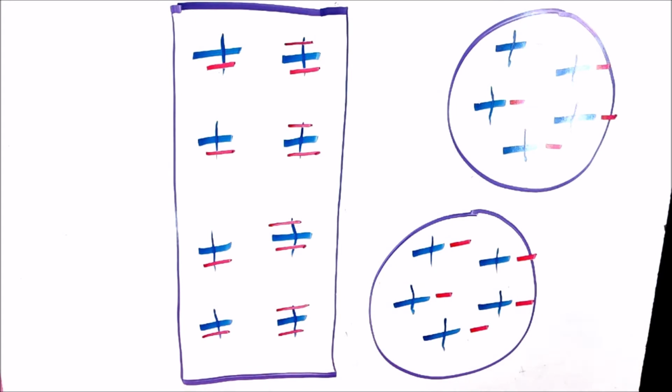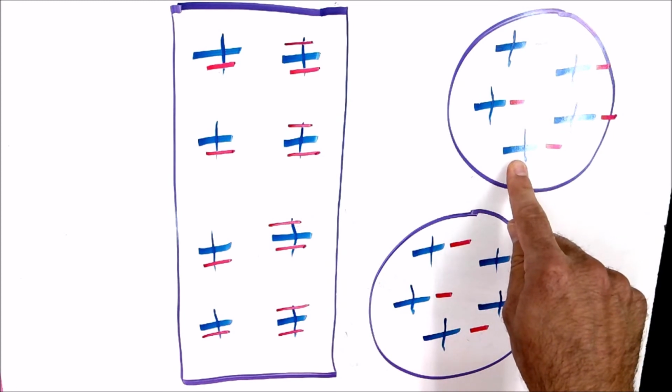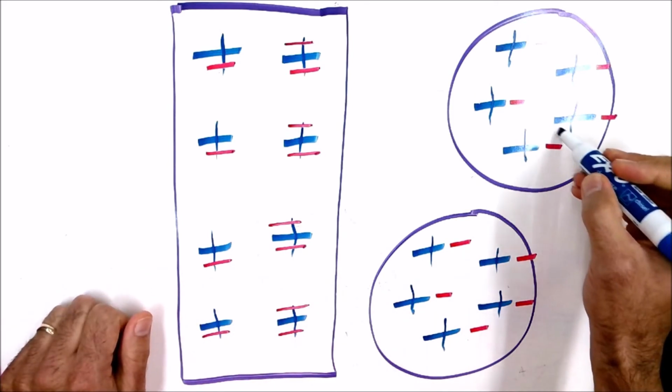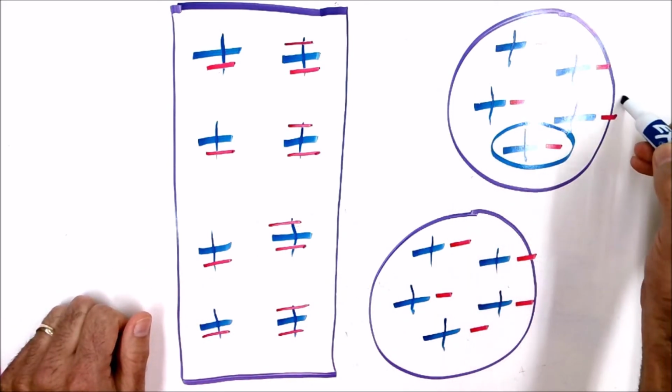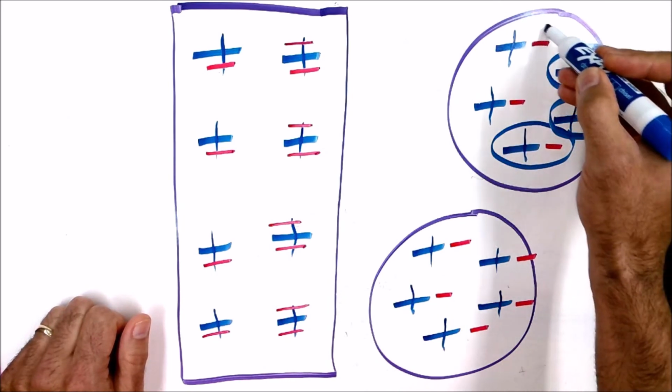Now, there is an important difference between how these two objects become polarized. The electrons of the insulating sphere are very tightly bound to the positively charged particles of their atom or molecule. So we show that by drawing the oval around each charge pair.